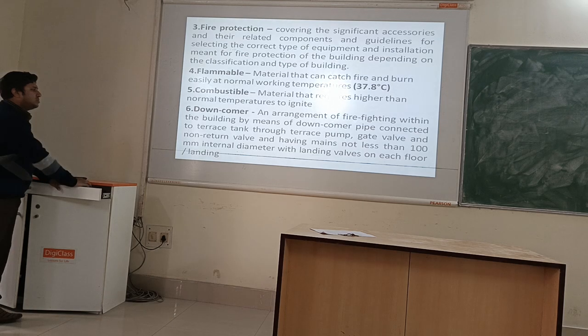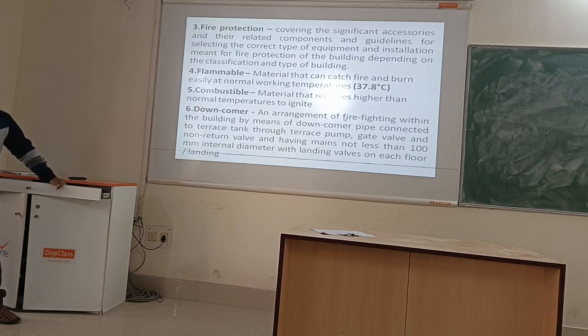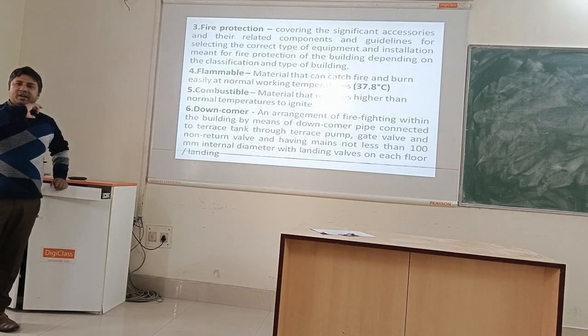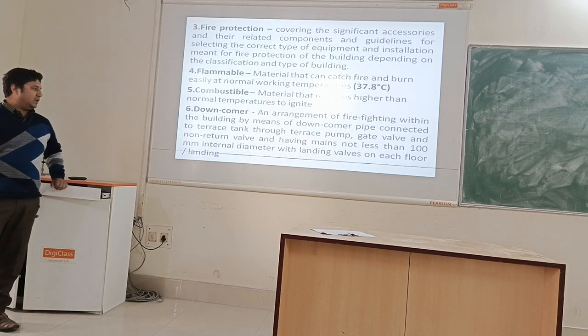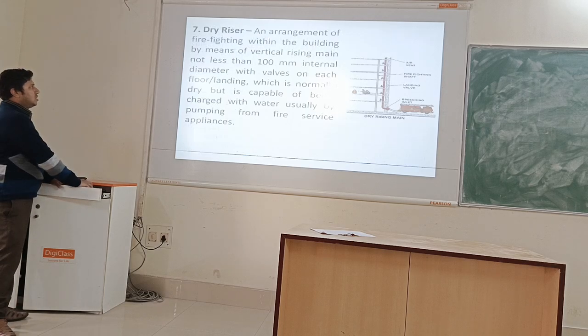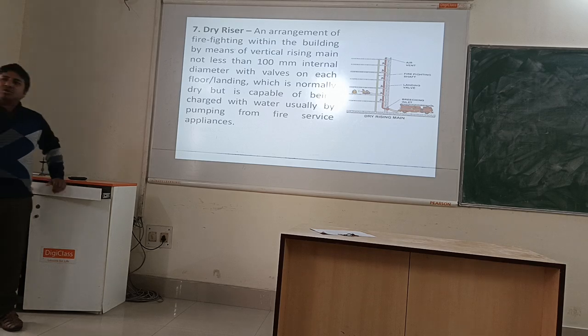Next is your downcomer. Downcomers are the firefighting equipment attached to the building in the form of pipes and gates, which allow the fire hydrants to pass and supply the extinguishing materials to every corner of the building. As you can see, there are two types: one is your dry riser and another is your wet riser.